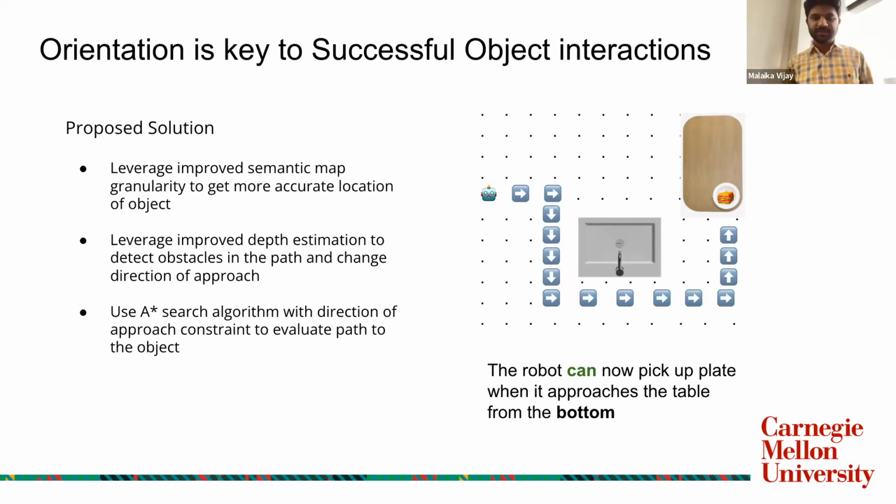So once this has been figured out by the agent, we use the A* search algorithm with a direction of approach constraint to evaluate the optimal route that the agent can take. And in this case, we can see that such an algorithm will result in the agent taking the path around the faucet and approaching the plate from the bottom such that it can interact with it.